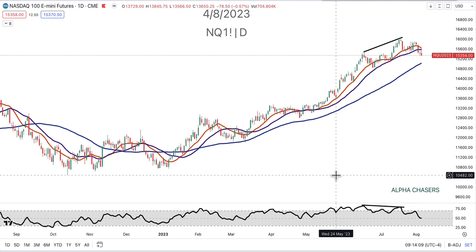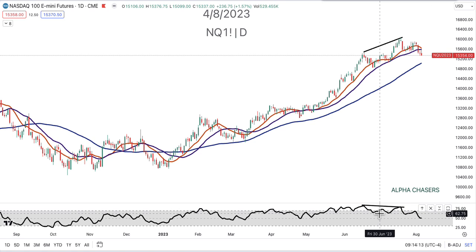You can see that negative divergence in the Nasdaq. Now, if you take a look at this right here, it's pretty clear that we cracked.